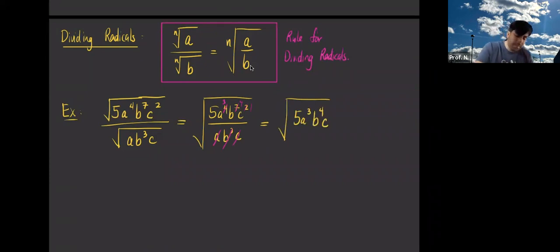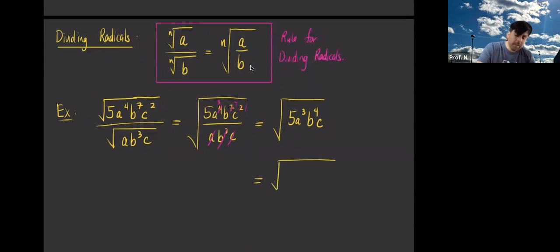And now I want to see, can I break this down? Is it possible to break this down further? Well, 5, I can't break down any further. So 5 is stuck in the radical. C is stuck in the radical. But a cubed and b to the fourth, we've seen how we can break this up as products of perfect squares. So a cubed can be rewritten as a squared times a. B to the fourth can be rewritten as b squared times b squared. Isn't that b to the fourth? Oh, b to the fourth, I don't even have to do that. I could just say this is a perfect square.